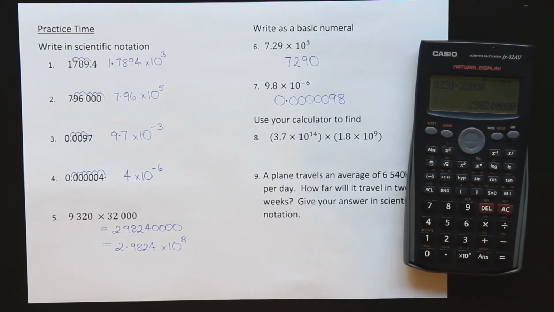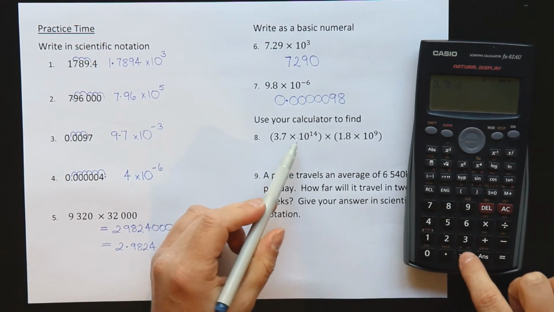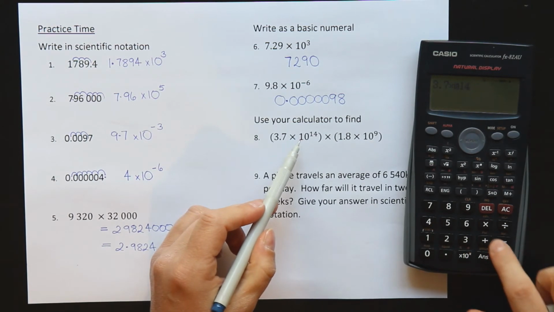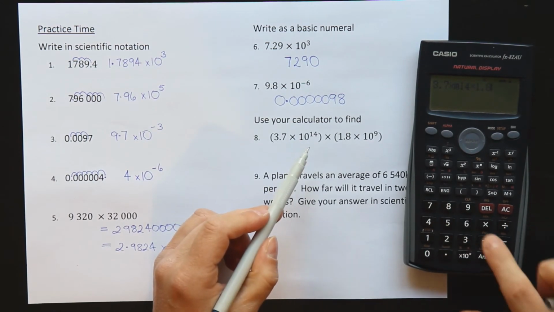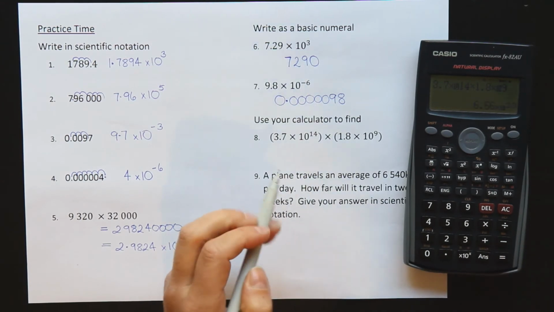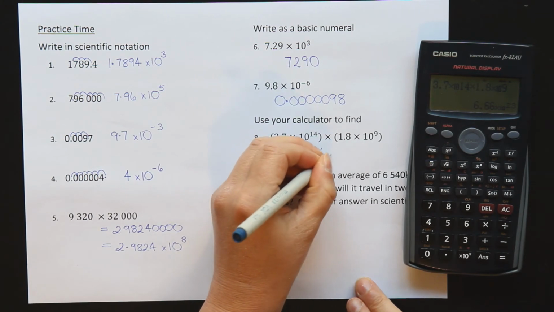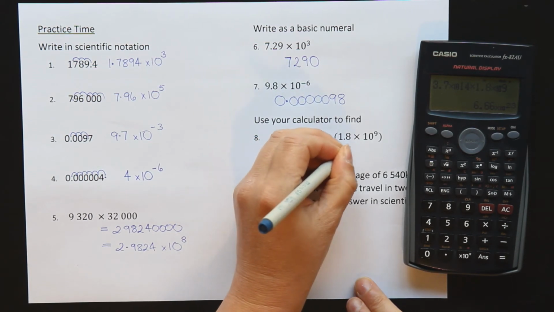Question 8 on the calculator, type in the scientific notation into your calculator. 3.7, the times 10 button, 14, times 1.8 times 10 button, 9, equals 6.66 times 10 to the power of 23.